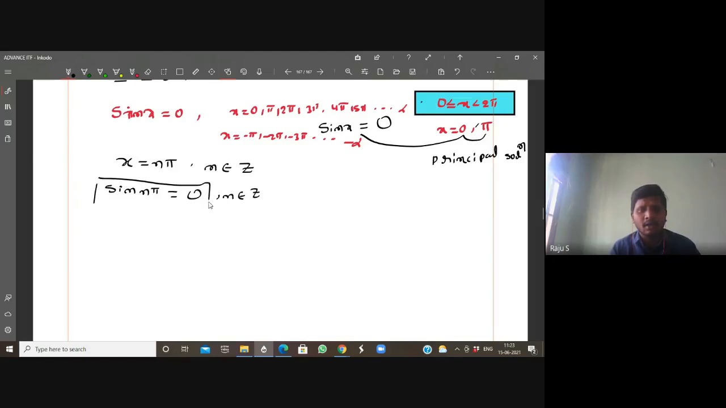It is called the general solution because sin n pi gives infinite solutions, and those infinite solutions we have written in a single statement. See here, simple: x is equal to n pi, n belongs to Z. I'm not writing 0, pi, 2 pi, 3 pi like that. Generally we can write sin x is equal to 0, x is equal to n pi. This is a general solution. When we take solutions below 360, like 0 to 360, those are principal solutions.